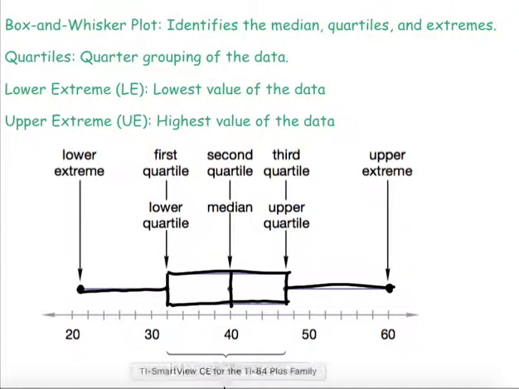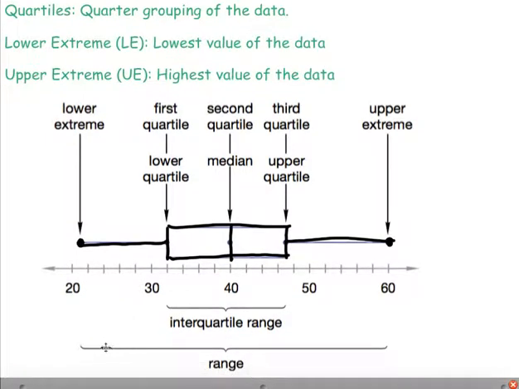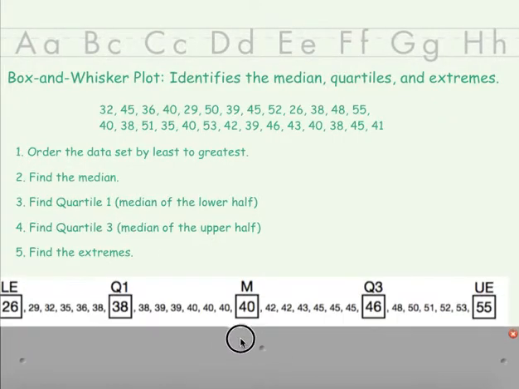Now in later years we'll talk about this interquartile range and how it's useful for finding outliers, and the range is truly just the amount from the highest to the lowest. So if we were to take this data, the first thing we need to do is order the set from least to greatest. Since we need to find the median, we definitely need to order it least to greatest. And we find the median, okay, find that middle number, find quartile 1, which is the median of the lower half, quartile 3 is the median of the upper half, and find the extremes, so the lowest and the highest.